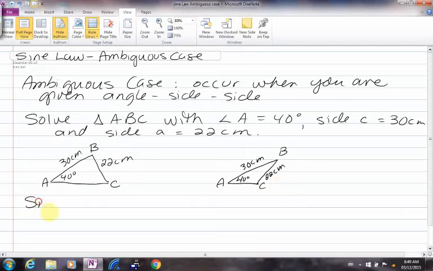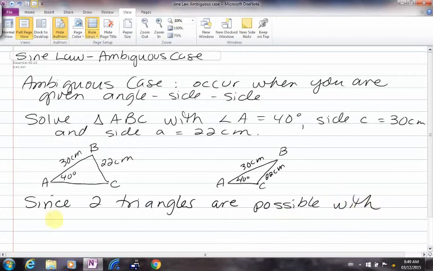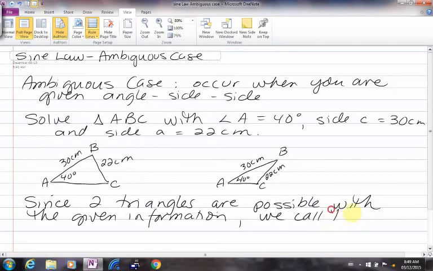So, since two triangles are possible with the given information, we call this the ambiguous case.